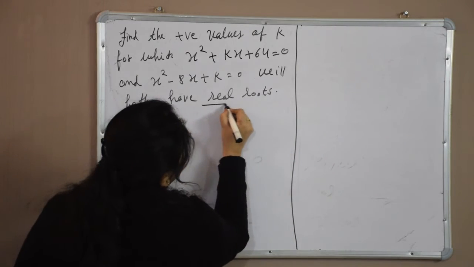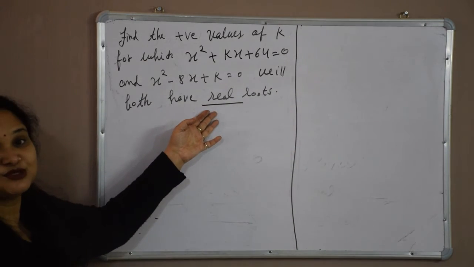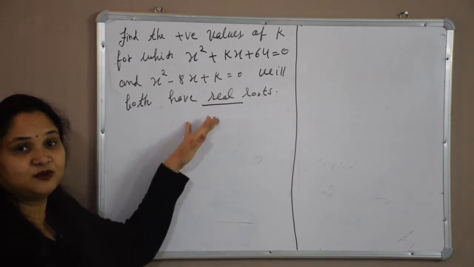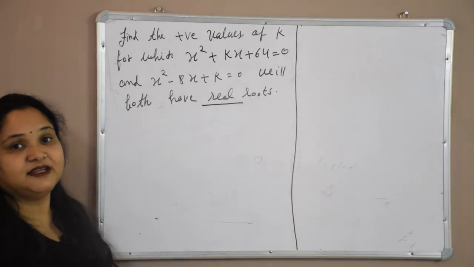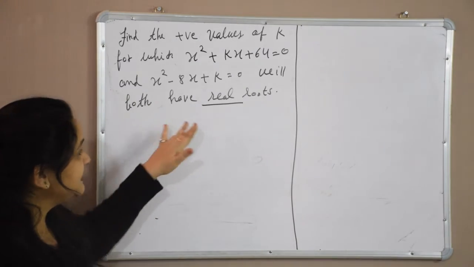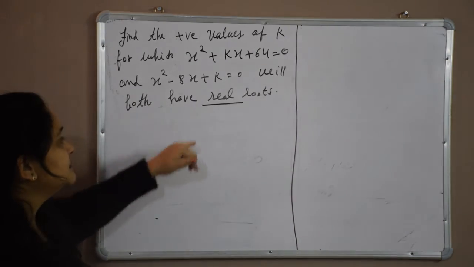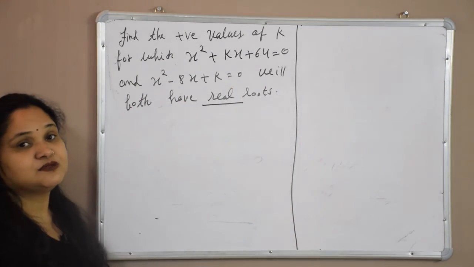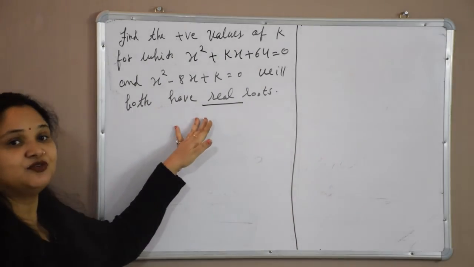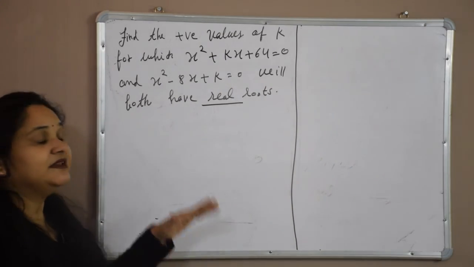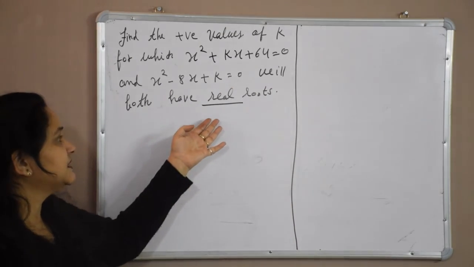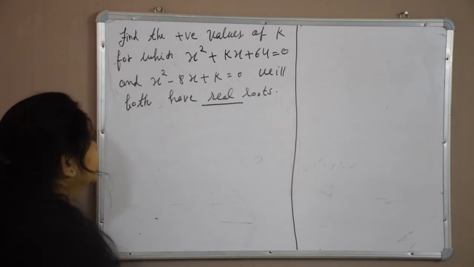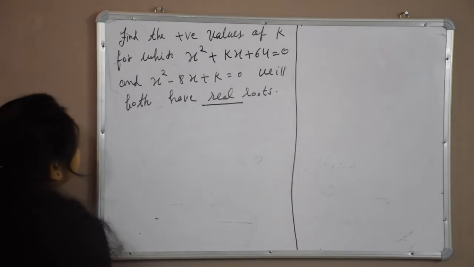See here only the word real is used, not real and distinct. So whenever they are asking only real roots, we can take D greater than or equal to 0. That is very amazing and interesting, because whenever D equal to 0, then also in that case the roots are real. So we will consider both the cases, when the roots are equal and when the roots are distinct. So real roots means D greater than or equal to 0. We will combine both the results.